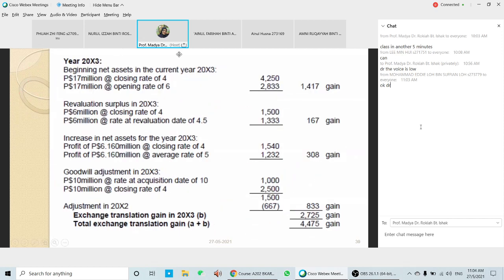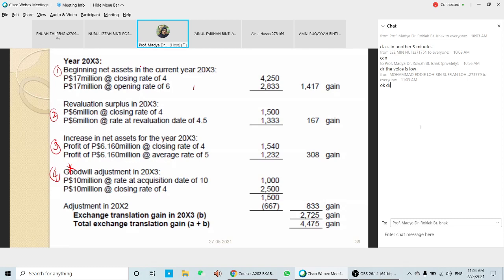So remember that we have a difference due to 4 items here. Beginning net asset. First, the second here is a profit. And then the third one you have a revaluation surplus, and then the other ones you have a goodwill. So be careful with this goodwill this time. Okay, we start with the beginning net asset.